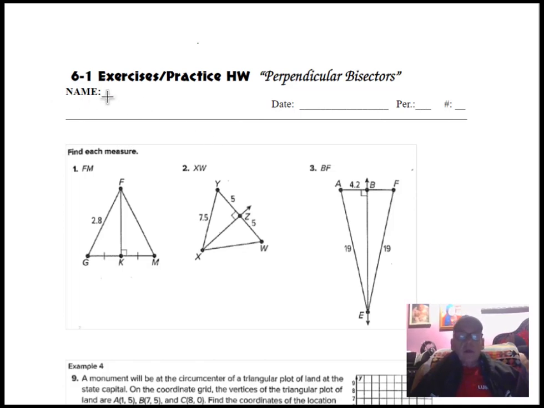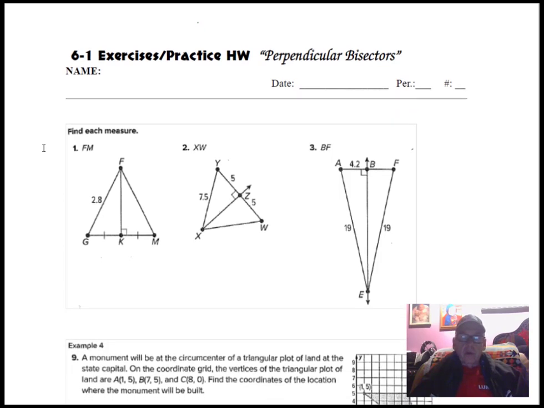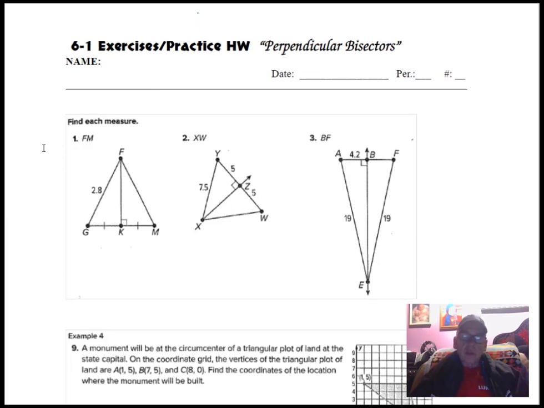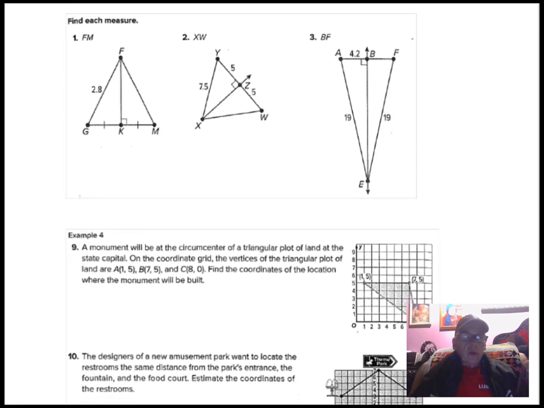Okay, in this video we're looking at the 6-1 exercises practice, which are problems out of the text. And these primarily deal with perpendicular bisectors, which give us points that are equidistant from the vertices of triangles. Or in other words, gives us the center of a circle that we can inscribe the triangle in or circumscribe the circle about. So let's look and see what's going on with these.